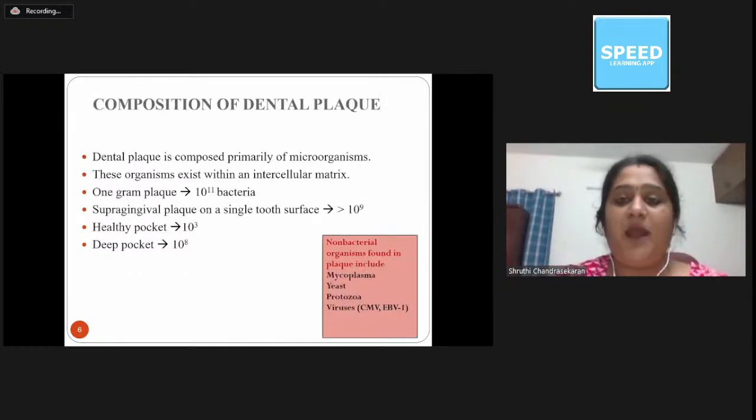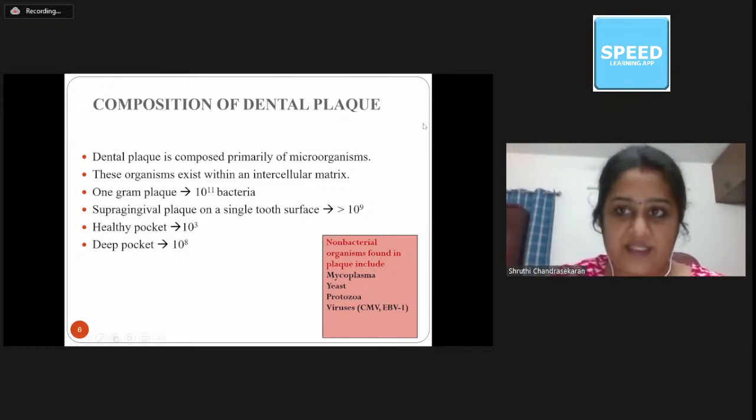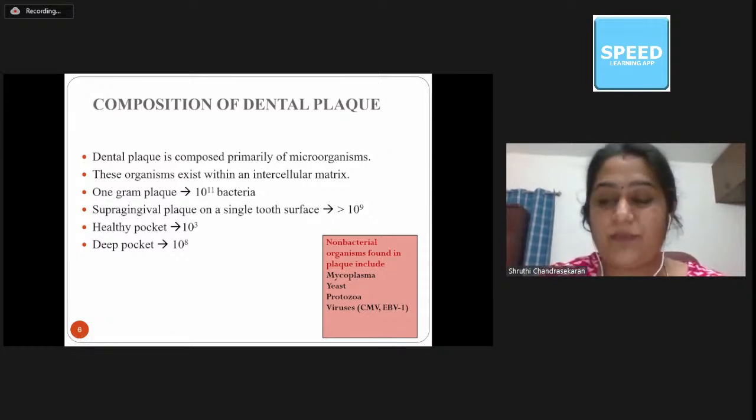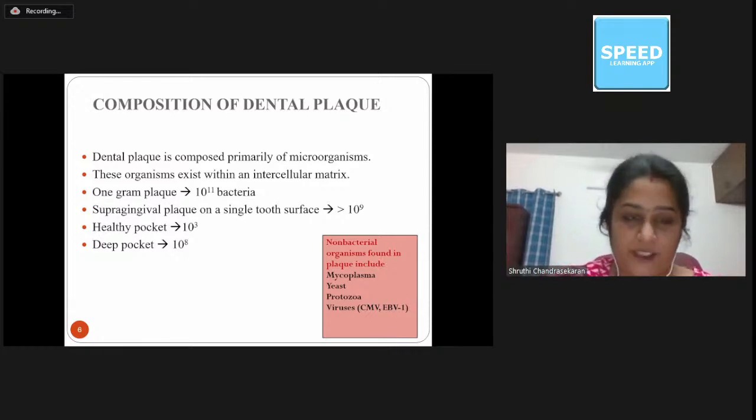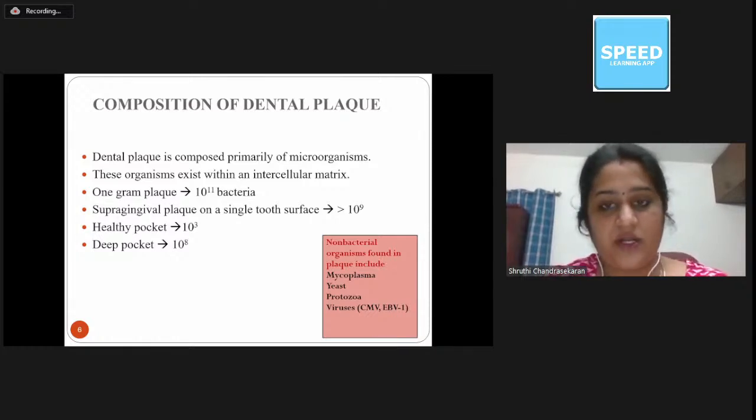It is the plaque which is said to be most important for causing the periodontal diseases and the gingival diseases. Apart from that, we also need to know that the microbial composition in the dental plaque is the chief component of periodontal disease progression. So let us understand the composition of dental plaque. The dental plaque is primarily composed of microorganisms. These organisms, as I already mentioned, are embedded in an intercellular matrix.